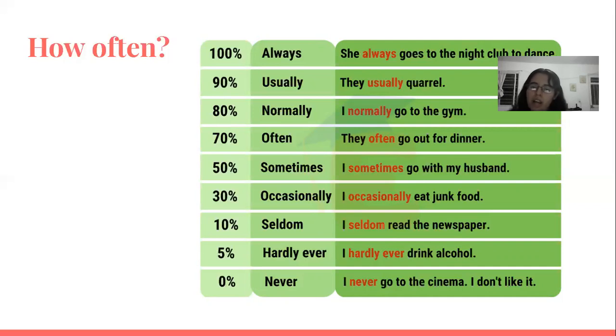30% occasionally. I occasionally eat junk food. 10% seldom. I seldom read the newspaper. 5% hardly ever. I hardly ever drink alcohol. And 0% never. I never go to the cinema. I don't like it. So you can just add those to the simple present in order to say how frequently you do those things.